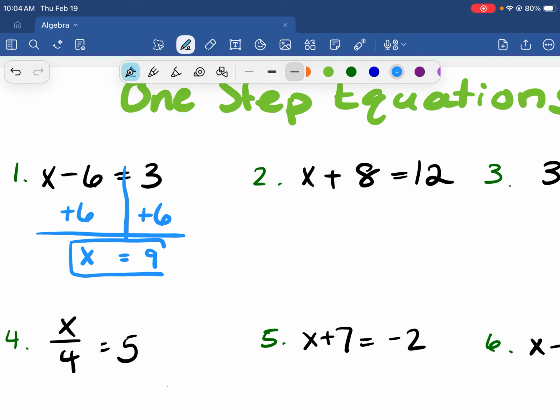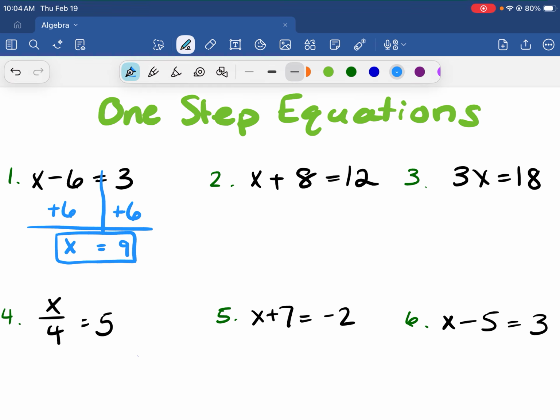Well, you might be thinking to yourself, I knew it was 9 right away because I thought to myself, 9 minus 6 is equal to 3. Practicing our inverse or opposite operations helps us build the foundation for multi-step and more complex equations down the line.